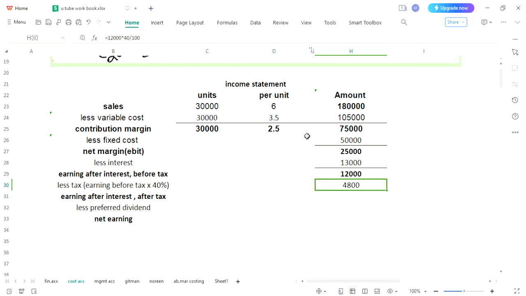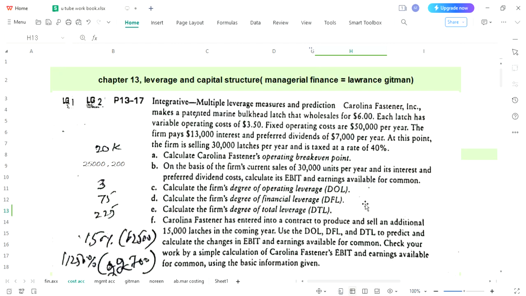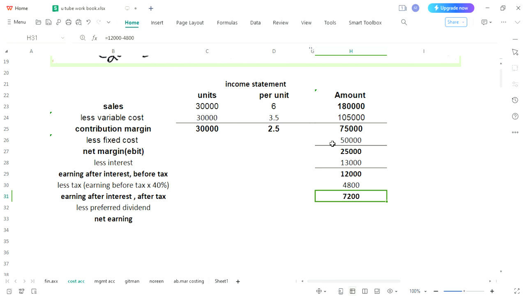So you are now open to calculate your earning after tax, which is actually the difference between previous earning and tax. 12,000 is your previous earning, amount of tax is 4,800. So in this way you have got your earning after tax. Now let's get back and see how much preferred dividend is: 7,000. So just put 7,000 over here, which is your preferred dividend.